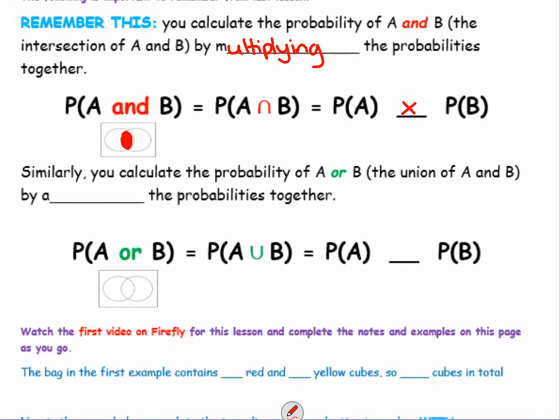Similarly, you calculate the probability of A or B, which is the union of A and B. So if you see or, it means union. And you calculate them by doing something to the probabilities together. And hopefully you remember it's by adding the probabilities together. So remember, union is probability of A or B, which means all of it, all of the circly bits coloured in. So let's shade that in just to help us remember our shading. So it equals the probability of A union B, which equals the probability of A plus the probability of B in that case.